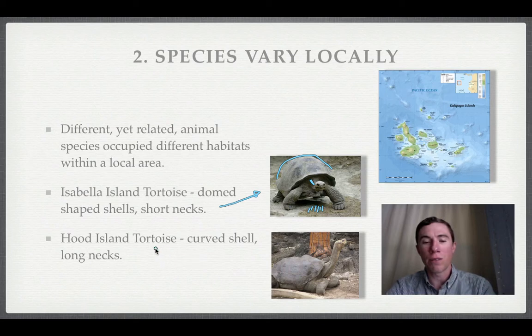But what he also found was the Hood Island tortoise. And here's a picture of one of them. And you can see that these have a curved shell. It's not as dome shaped, it's just curved. But what's really striking is the actual long neck. And the reason these Hood Island tortoises have these long necks is because the vegetation that they had in their habitat was located up higher. So there wasn't a lot of vegetation on the ground for them to eat. And so they ended up having to stretch their necks up to eat that vegetation. And so locally here, we can see that species vary. They're similar, but they are actually two different species.